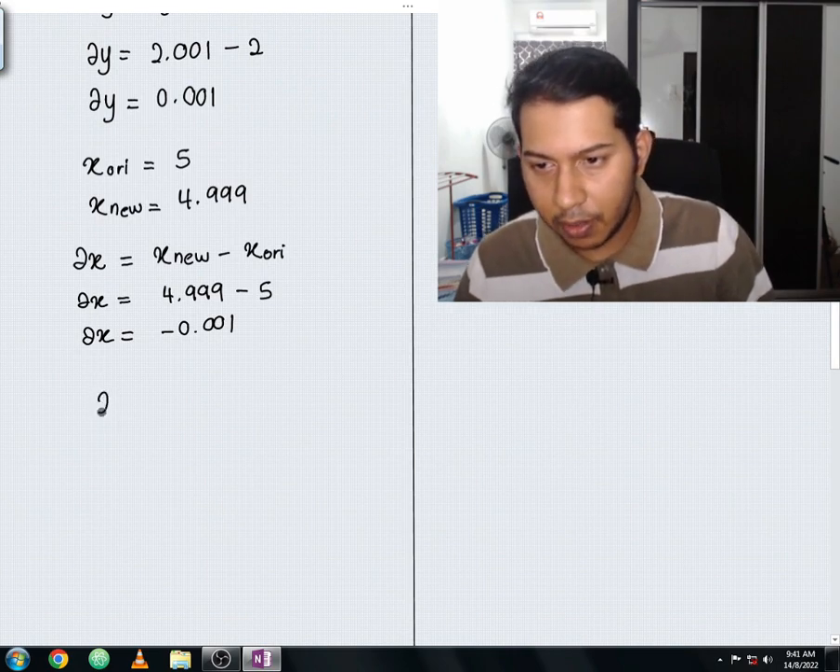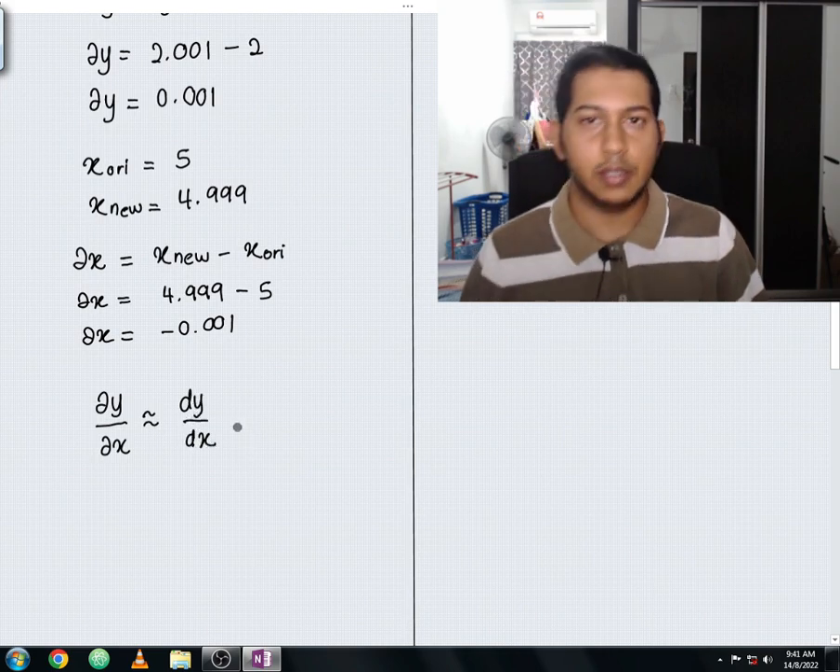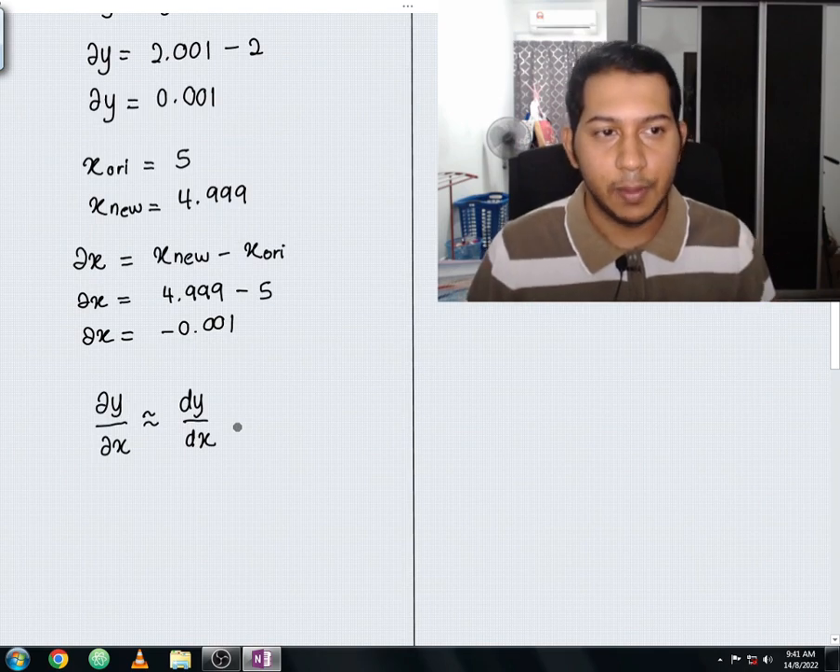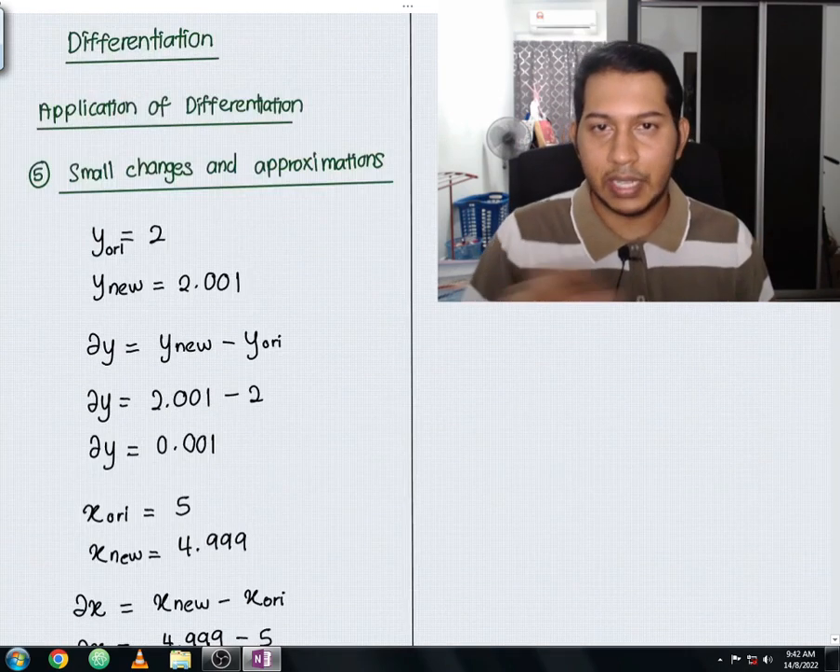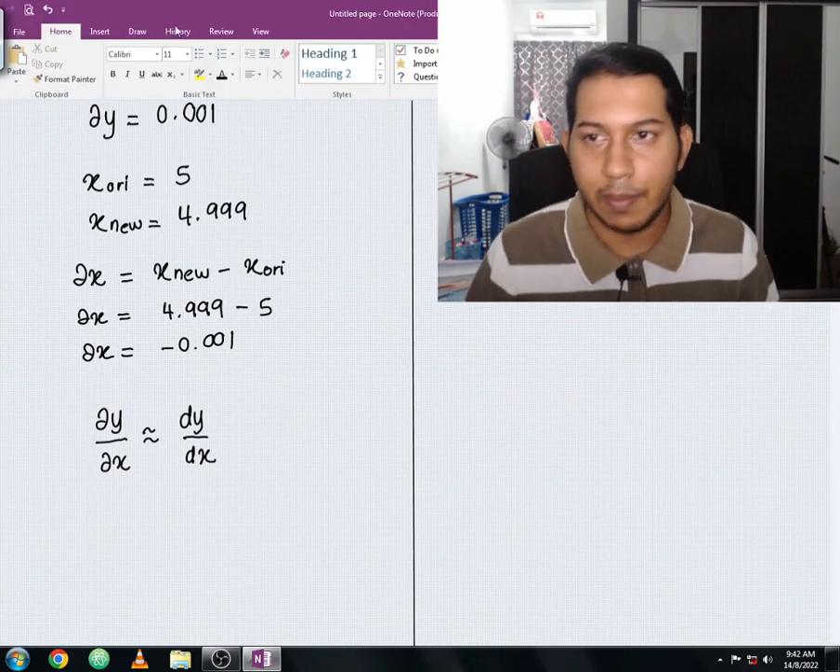Delta y over delta x is approximately equal to dy over dx. This is the formula that you're going to apply for the concept of small changes and approximation. What does this mean? But before that, let me box this.